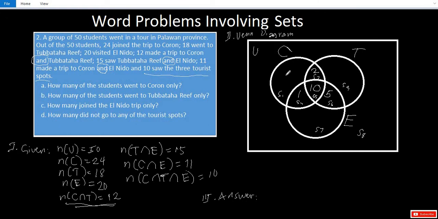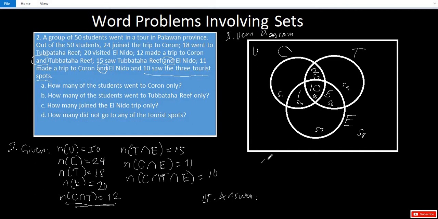The next to be populated is S sub 1. This one is still unknown or lacking. Any idea how we are going to compute the cardinality of S sub 1? Observe that the three regions, S sub 4, S sub 5, and S sub 2, are already populated. The total of their cardinalities is 10 plus 1 is 11, plus 2 is 13. Now, the cardinality of set C is 24.